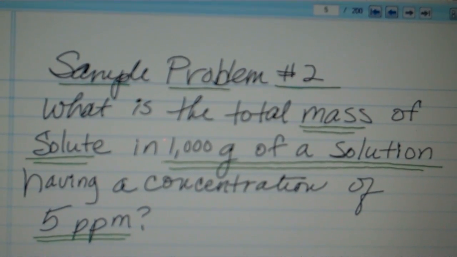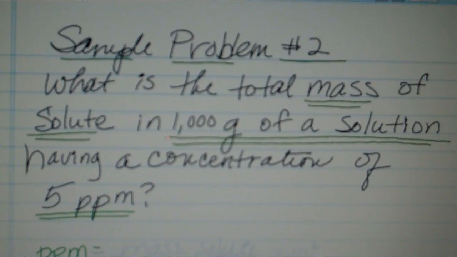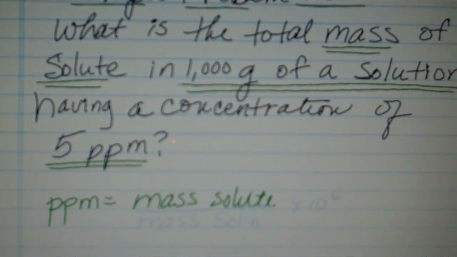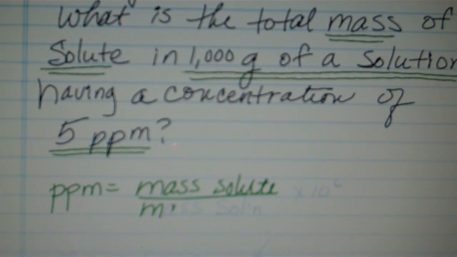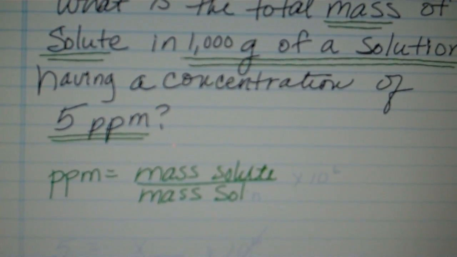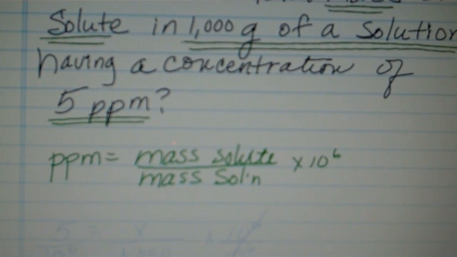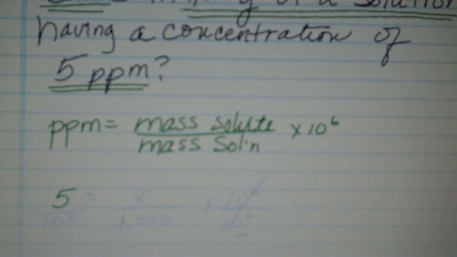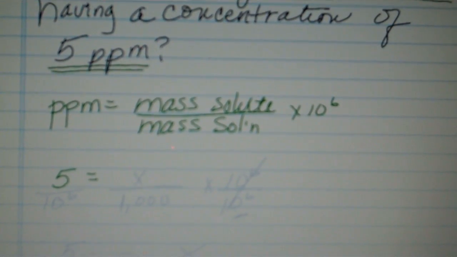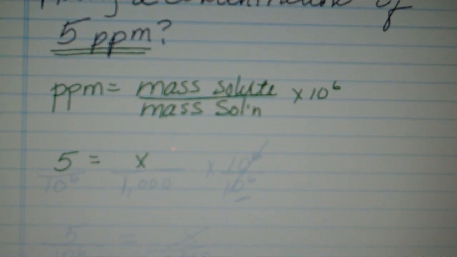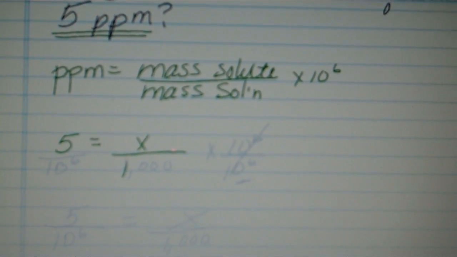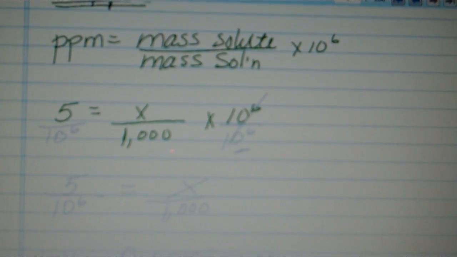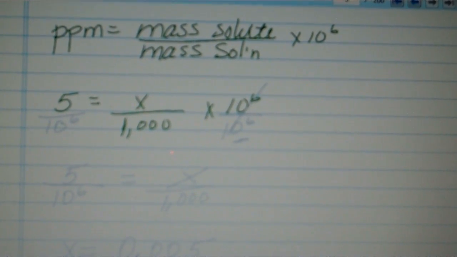So we go to our equation first. PPM equals the mass of the solute divided by the mass of the solution times 1 million. We're going to put in our numbers. Our parts per million is 5. Our mass of the solute is X. The mass of the solution is 1,000. And then we have 10 to the 6th power. That's going to be our million.